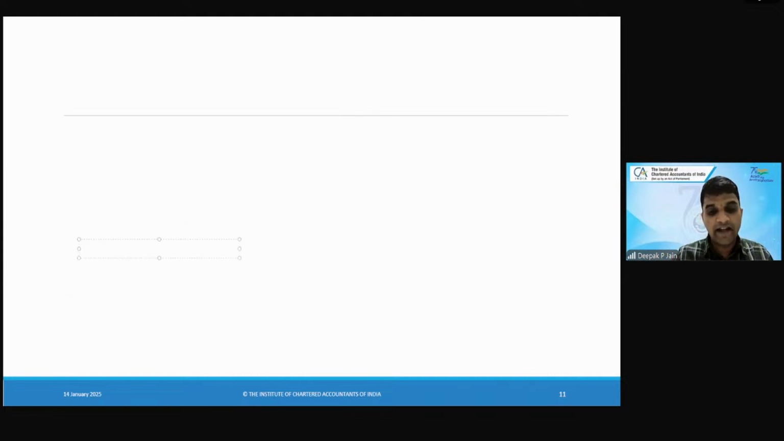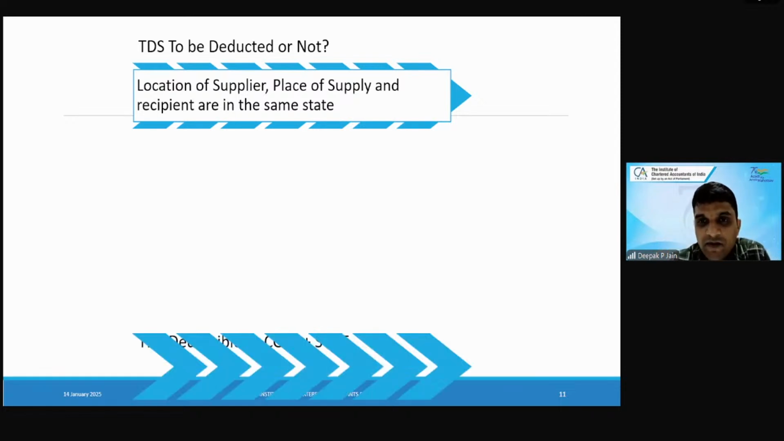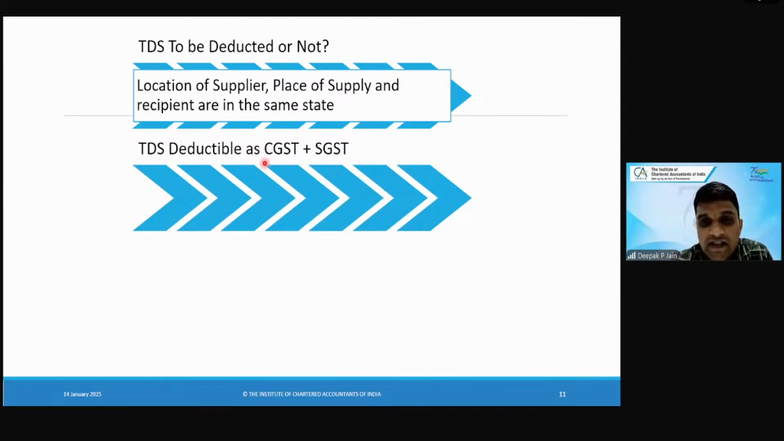Okay, we will take some scenarios that I have written, 2-3 cases. After that we will come back to this. TDS to be deducted or not, you decide. Location of supplier, place of supply and recipient are in the same state. You will get clarity in this. Yes, TDS is to be deducted. Which TDS? CGST and SGST TDS. Correct. Everyone has become smart now. TDS is deducted as CGST and SGST.